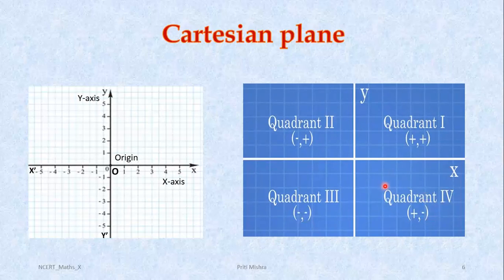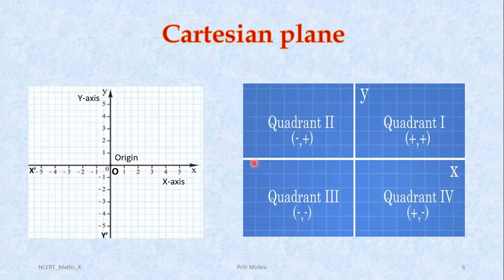And for each quadrant, we have a particular sign convention. As you can see, the first quadrant is enclosed by the positive x-axis and positive y-axis. So each and every point in this quadrant will have a plus-plus sign convention. The second quadrant is enclosed by the negative x-axis and positive y-axis. So all the points will follow the minus-plus convention.